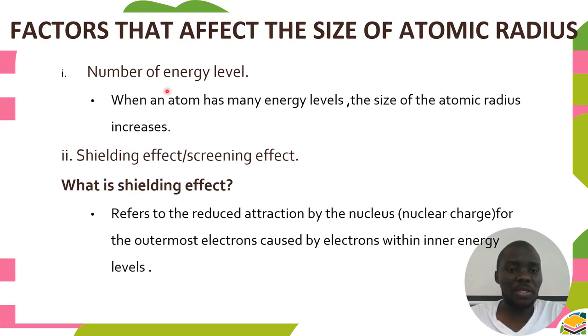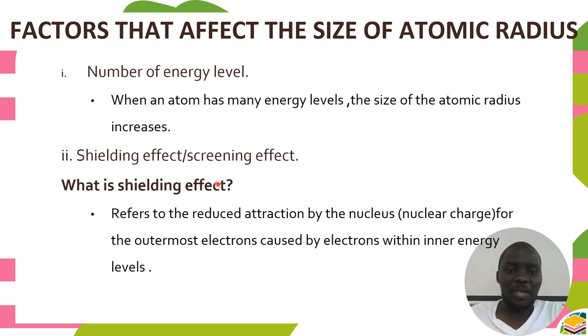So we need to go into details on how these affect the size of an atom. When an atom has many energy levels, the size of the atomic radius increases. This is true. As you are adding the circles, it means the size is increasing. What makes the energy levels increase? It depends on the number of electrons an atom has. If an atom has many electrons, we expect to have many energy levels, because each energy level has a specific number of electrons that it can hold.